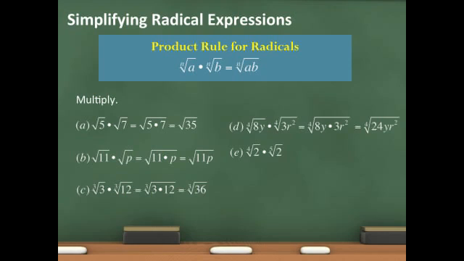In part E, notice that the first radical has an index of 4, and the second radical has an index of 5. In order to use the product rule for radicals, both radicals must have the same index. Hence, we cannot multiply these two radicals.